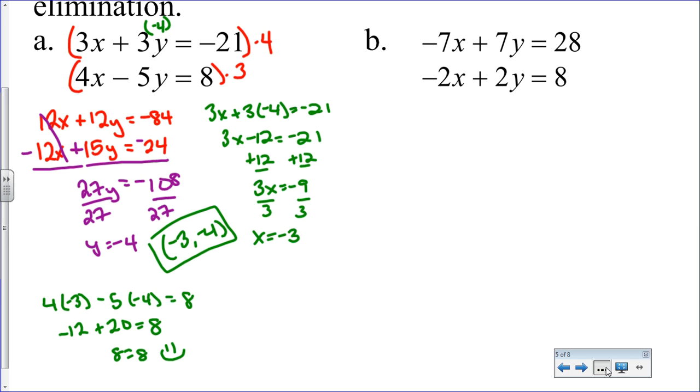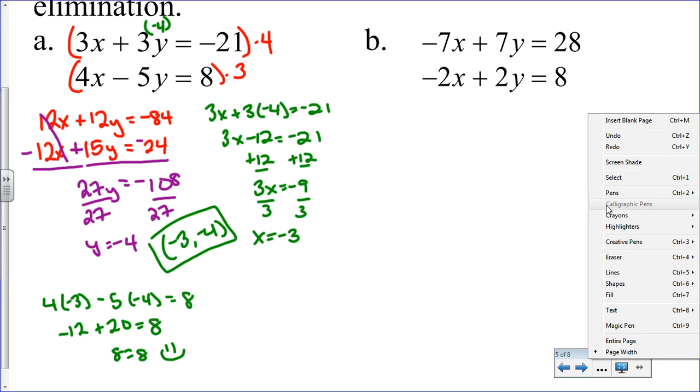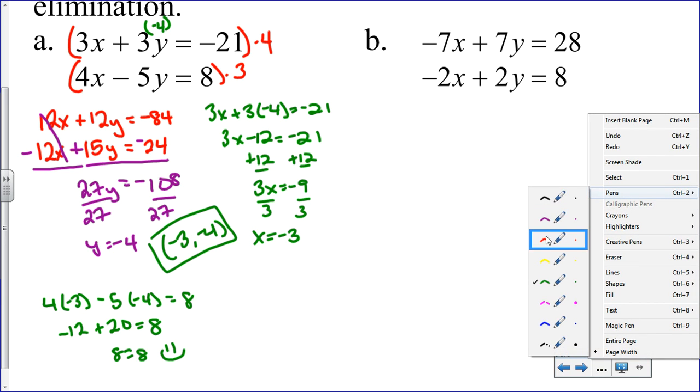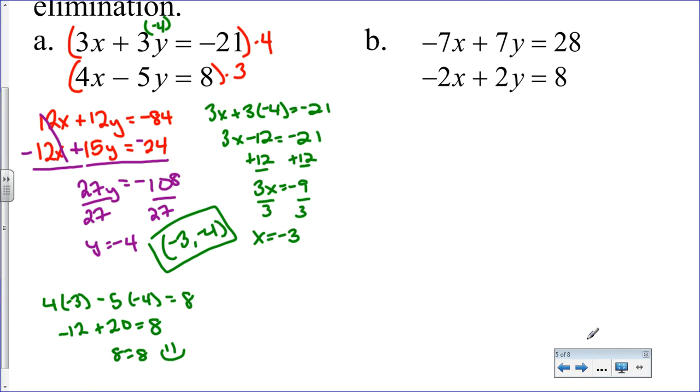Okay, for B, we're going to do the same thing. Notice that 2 doesn't go into 7. 7 doesn't go into 2. So I'm going to go ahead and multiply these equations. I know that 2 times 7 is 14. So I'm going to go ahead and multiply the top equation by 2, bottom equation by 7. That way I'm closer to having my opposites. So 2 times negative 7 is negative 14. 2 times positive 7 is positive 14. And 2 times 28 is 56.